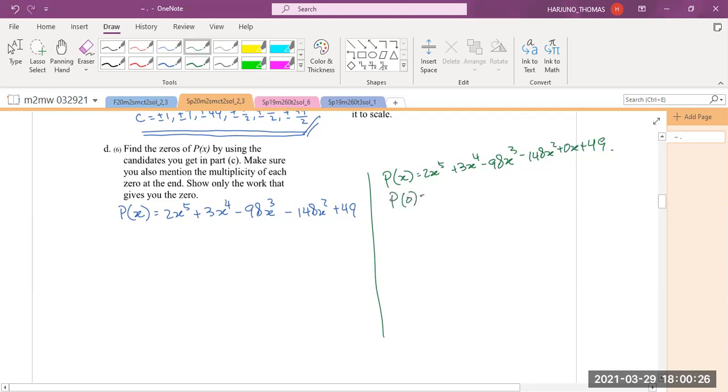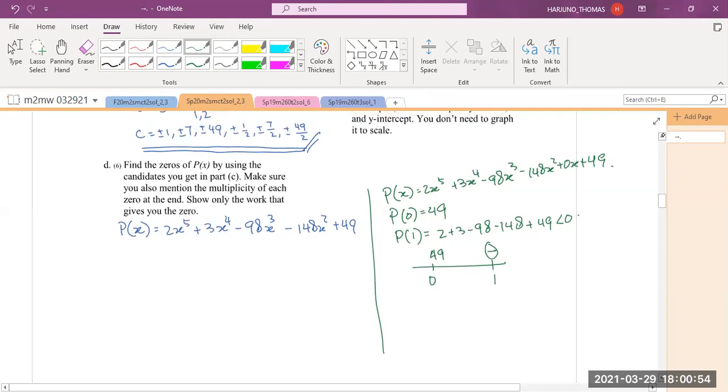Okay, P(0) is 49. How about P(1)? P(1) is 2 plus 3 minus 98 minus 148 plus 49. That's a negative number, right? So there must be a zero between 0 and 1. What rational number between 0 and 1? Because according to the rational zero theorem, there must be a zero between 0 and 1. That will be what? 1/2, right? Okay, let's try 1/2.